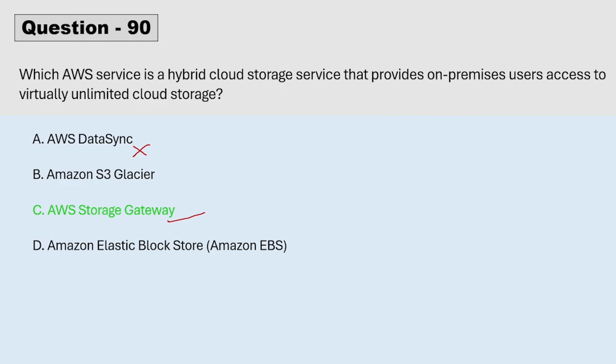Now Amazon S3 Glacier, this is also not the correct option here, because it is a storage service designed for archiving long-term backups of infrequently accessed data. So this is some sort of backup, but here this is a gateway for access. And Amazon EBS, you must be already aware this is not a correct option, because this is a block-level storage volume for use with Amazon EC2 instances.